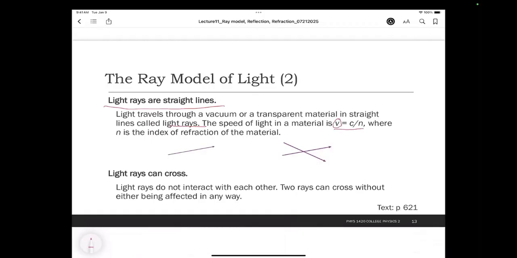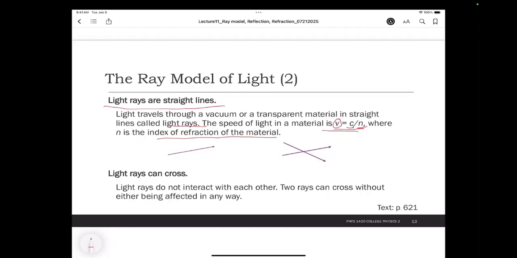The v is just the speed of light in a material, and the c is the light speed in vacuum, and the n is the index of refraction. We talked about this in chapter 17, if you recall the video and the slides, you will know that. And n is the index of refraction of the material.